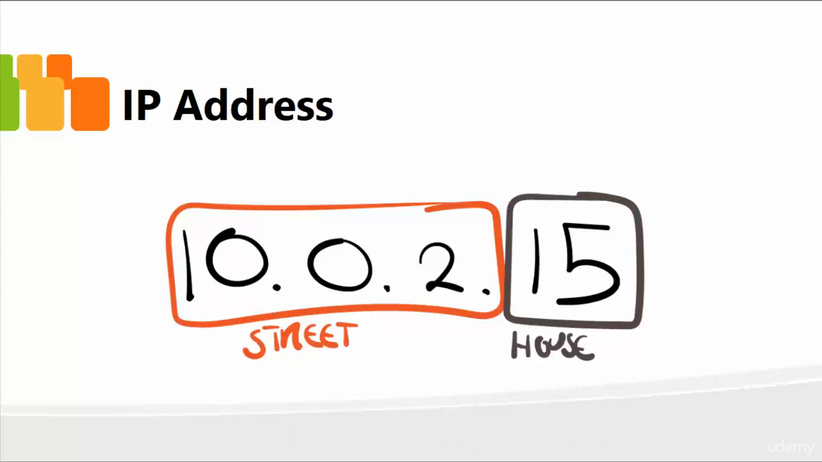Similar concept applies to a network. So each computer on the network has to have a unique address so that information can be shared and data can be sent. And this is called the IP address. So it looks like a bunch of numbers such as 10.0.2.15. The first three octets, or the first three numbers, so to speak, are the street address, and then of course the last one is your actual house number. So think of an IP address as just an address that is unique to each computer on the network.